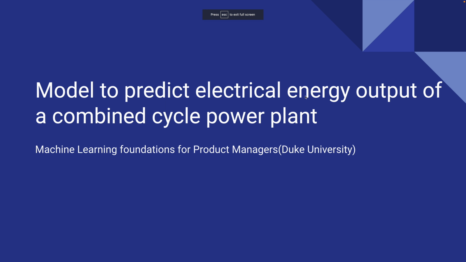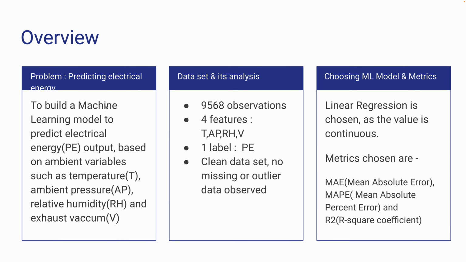Everyone, this is a presentation on a model to predict electrical energy output of a combined cycle power plant. This is part of an assignment for the ML Foundations for PM Coursera course provided by Duke University. So, overview: the problem is we need to build a machine learning model to predict the electrical energy output based on the ambient variables. There are 4 variables that have been given.